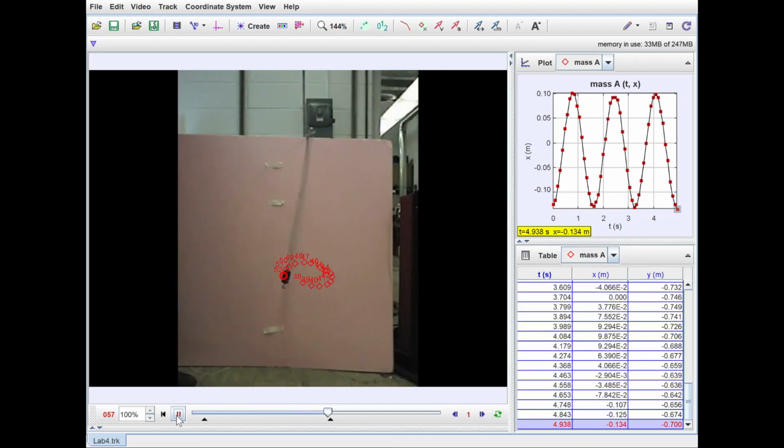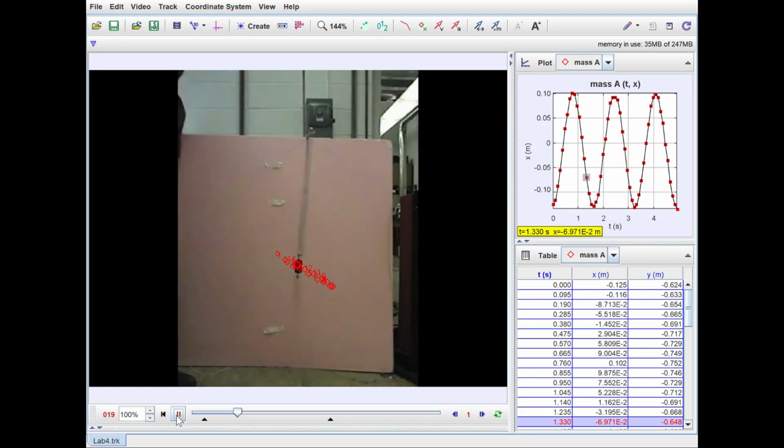The x movement of the mass first time was plotted up here on the top right, as well as time, the x position, and the y position below.